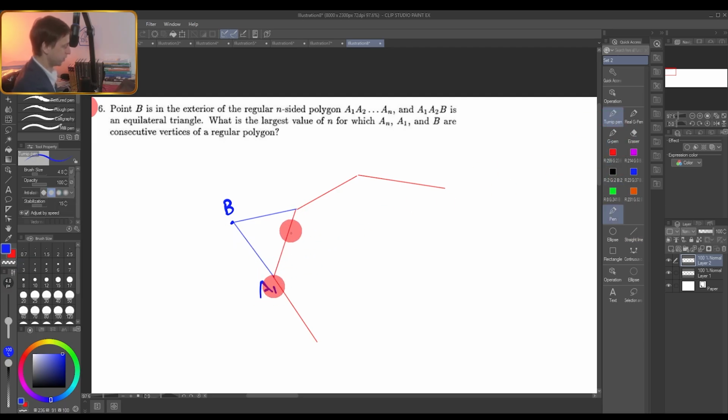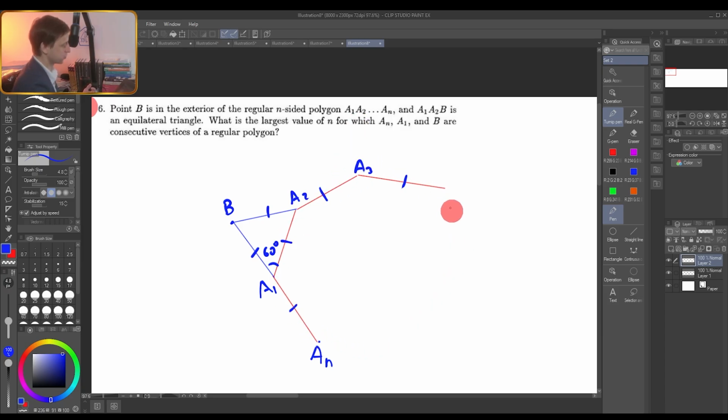So it's A1, A2, and here should be A3, A4, and so on. And here the vertex is An, right? Because there is a full cycle here, An, A1, A2, and the picture is like this. This is an equilateral triangle, and of course all the sides of this triangle are equal. This is 60 degrees, and this side is at the same time the side of this regular polygon, so the picture looks like this.